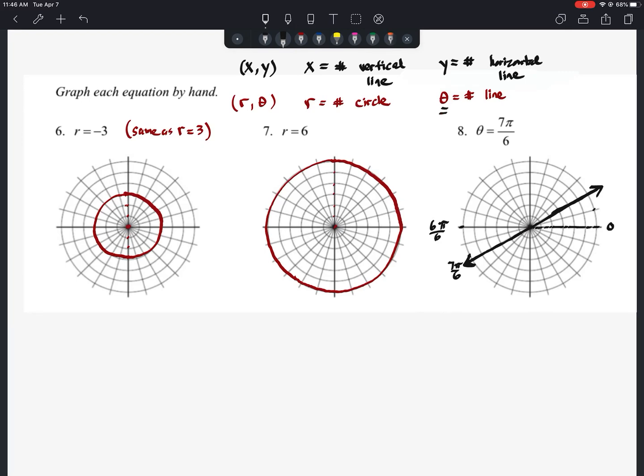So remember, when theta equals something and we're on a polar grid, you're going to take it and make a line. When it's just r equals something, you're going to give me a circle.